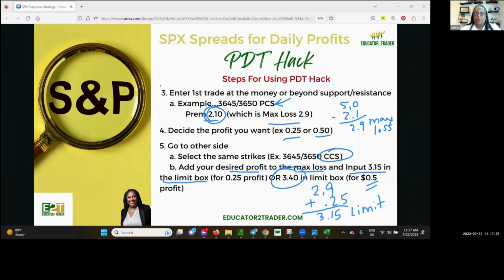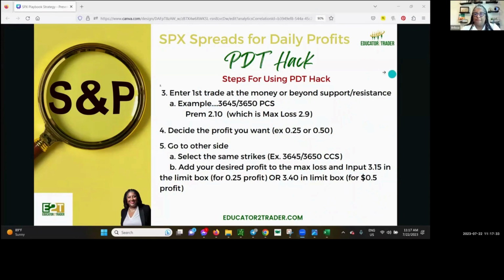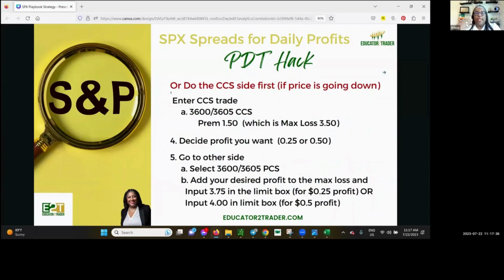Okay, I'm going to show you these things, and Jamie designed a box for us to use, and I'll show you how to use that for your math here in a minute. If you do the call credit spread side first, if price is coming down, you want to do the call credit spread side first. I picked some numbers randomly. We've got a 3,600, 3,605 call credit spread. You take in a premium of $1.50. That's a max loss of $350. 500 minus 150 is $350.